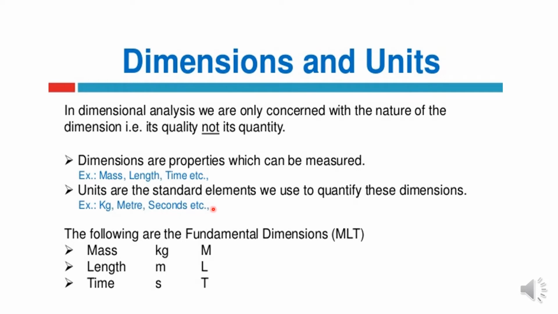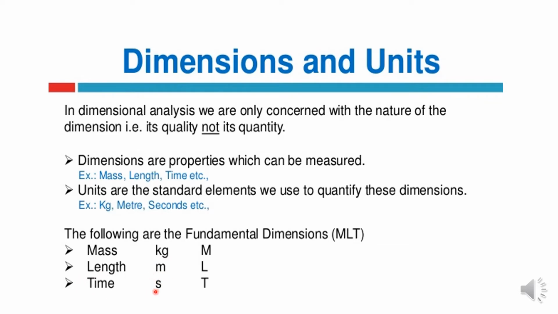So these are the main three fundamental dimensions. We are going to call it the MLT form. I have written here the following fundamental dimensions. It is also called the MLT form, where the dimensions are mass, length, time. How is mass measured? We measure mass in kg, length in meters, and time in seconds. These are the main fundamental dimensions.